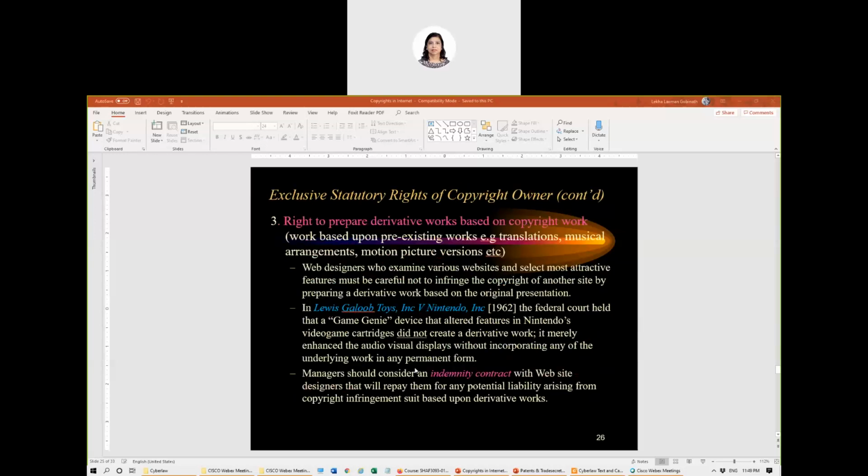Now, next is on the right to prepare derivative works based on copyright works. So basically, I explained in the previous lectures what is a derivative work. It is a work that is derived from the original copyright work. Right? So when it is derived from an original copyright work into another form, that would be a derivative work. So the example I gave is, remember, this novel, right? The novel is now produced into a movie. So the movie is a derivative work of the novel, right? Or a particular novel is translated into another language. Now that would become the derivative work. The translation would be a derivative work, right? So these are examples of derivative works.